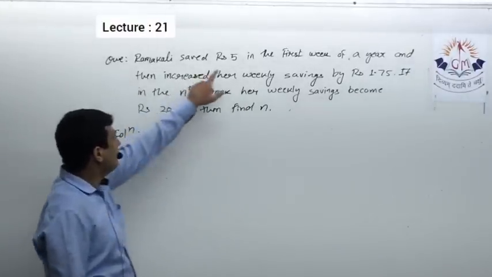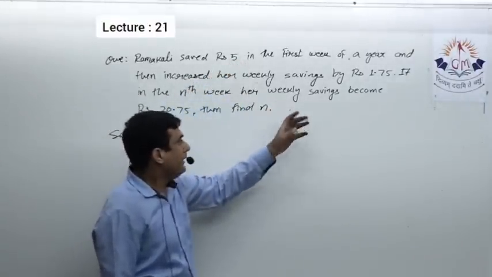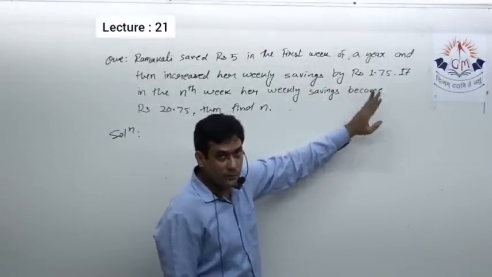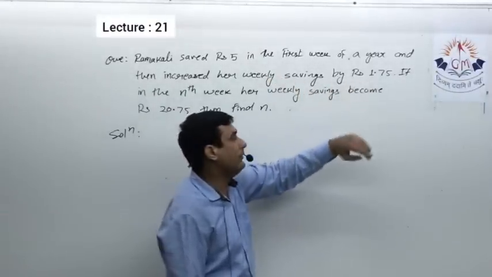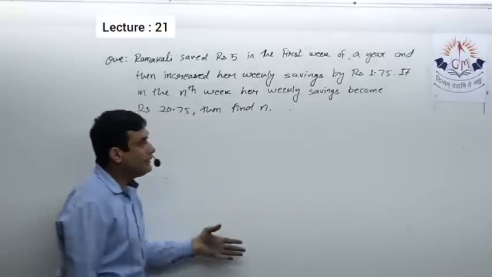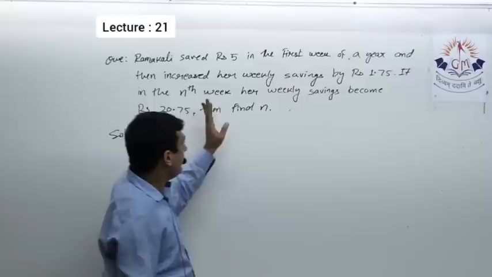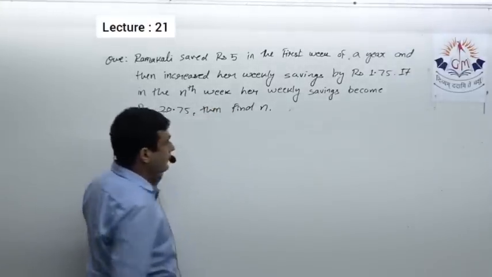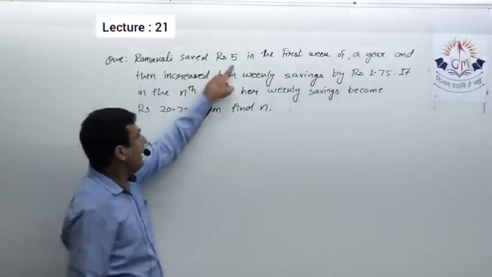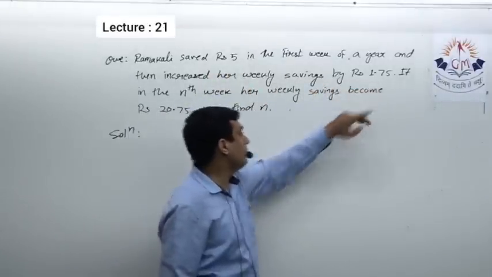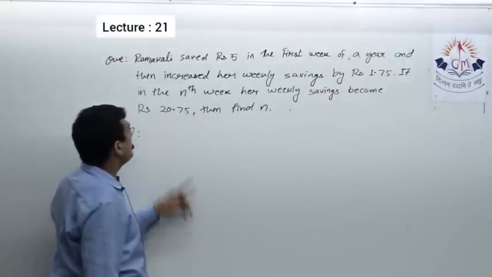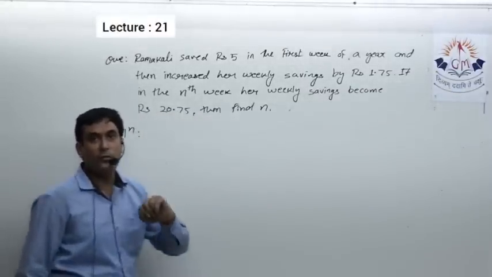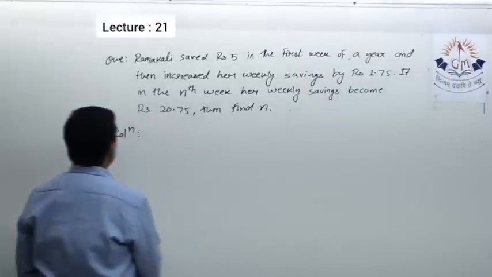Okay, in the first week she saves rupees 5. In the second week she saves rupees 1.75 plus 5, that is 6.75. Then in the next week again she saves 6.75 plus 1.75. So this again gives you an AP with a as 5 and the common difference as this. Now it is given that in the nth week her saving is 20.75, so we have to find that n. So let us see how we start.